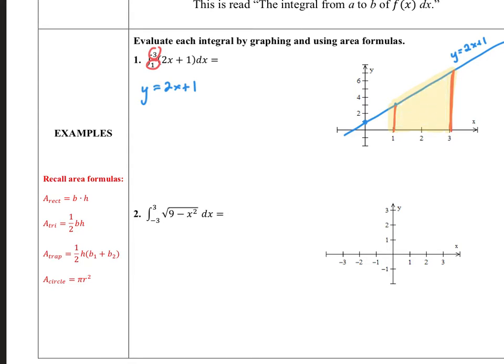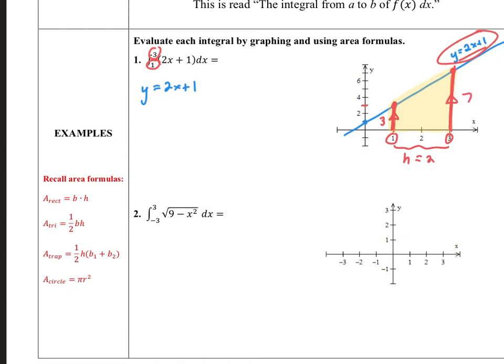I recognize this as a trapezoid. These red sides are my bases. My height is the distance between those bases, which is a 2. To find the length of each of these bases here, instead of trusting your graph and reading from the graph, take that x value and plug it into the function to get your y value. What I get is my y value here is a 3. So this first base is 3 units long. And if I plug a 3 into my y equals equation, I get a 7. So the length of base number 2 is a 7.